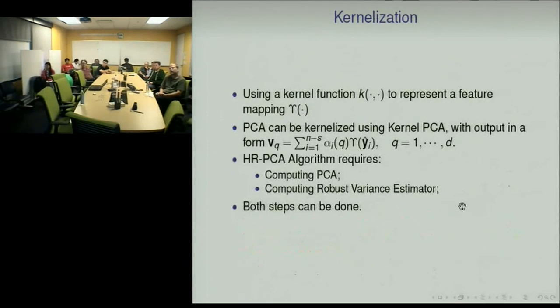I'll skip that. One thing you can ask is, in the second slide or so, I told you about kernelizing. So what happens with kernelization? As we know, we can do kernel PCA, and everything that I mentioned so far will still work out fine, even with high dimensionality. You can still compute the PCA and the robust variance estimator. Basically I can give this talk again, just talking about kernel PCA. So, not very surprising.